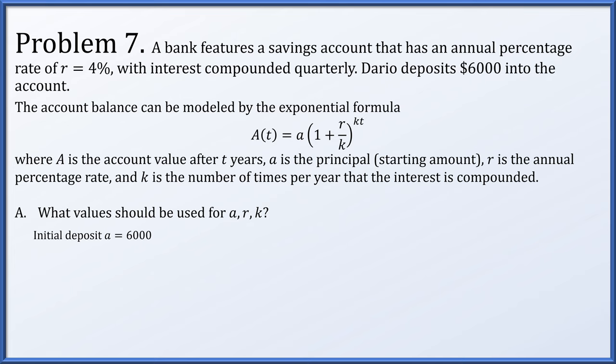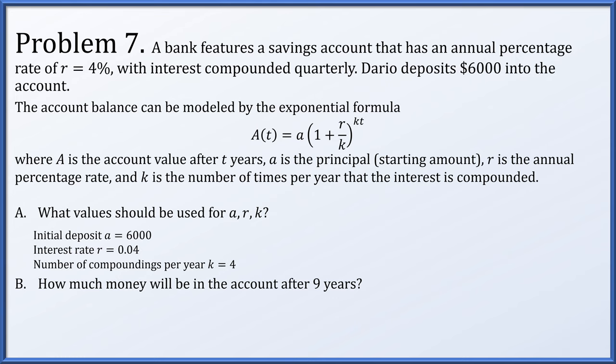So the initial deposit a is given to be $6,000. Similarly, the interest rate is given to be 4%, converting that to a decimal, 0.04. And the number of compoundings per year, since it's compounded quarterly, there are 4 quarters per year, so we set k equal to 4. How much money will be in the account after 9 years?